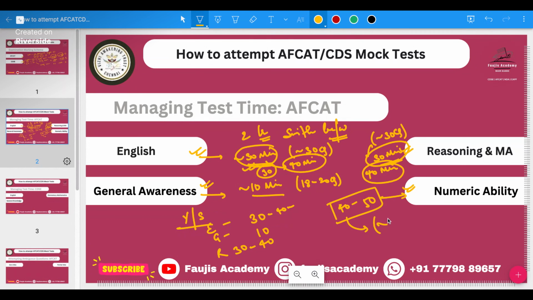In numeric ability you will have close to 20 questions, and 40 to 50 minutes for numeric ability questions will be sufficient for you. That is how we believe you should strategize your AFCAT mock test, and even the same should be the scenario on the D-Day as well, right? Numeric ability, why have we kept 40 to 50 minutes? Because we assume that you have studied numeric ability, and there will be a lot of calculations, right? So how will you tackle that? By giving time to it, by solving it, right?